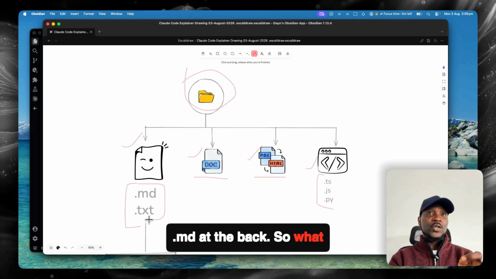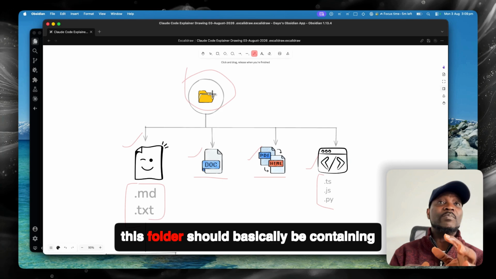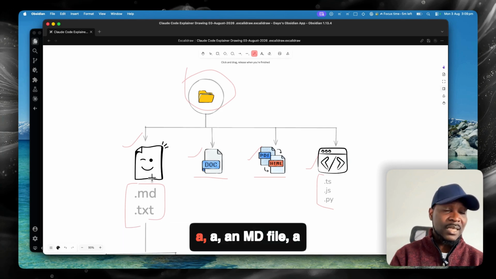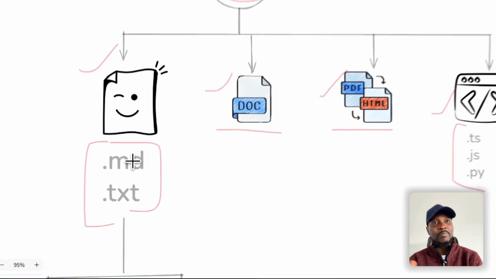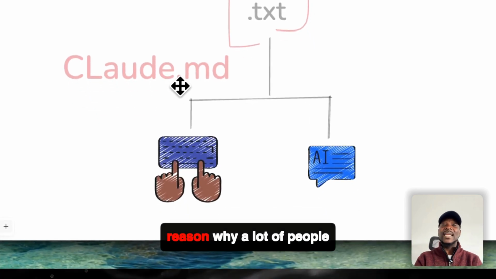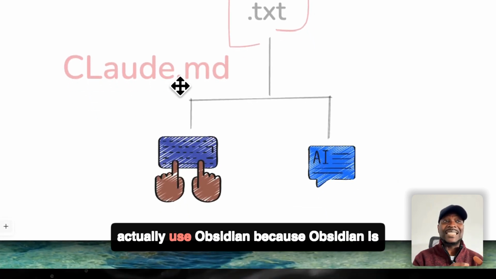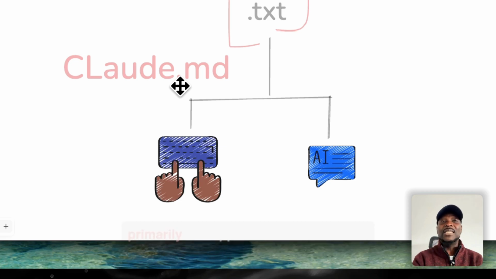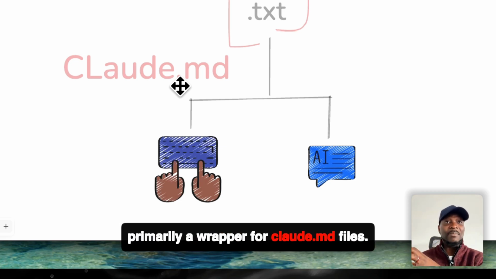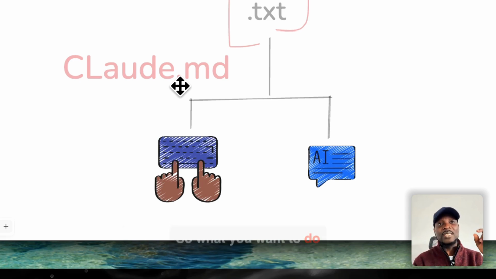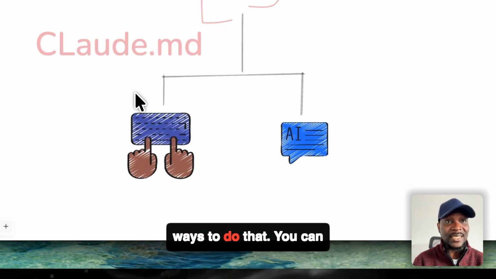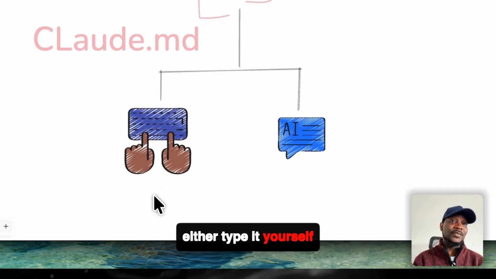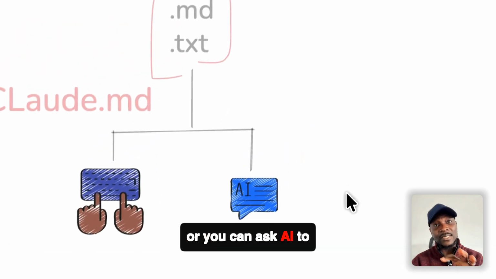So what you want to focus on is this folder should basically be containing an MD file, a .md file that allows you to power your AI. This is the reason why a lot of people actually use Obsidian, because Obsidian is primarily a wrapper for markdown files. So what you want to do is create a CLAUDE.md file, and there are two ways to do that. You can either type it yourself or you can ask AI to do it.